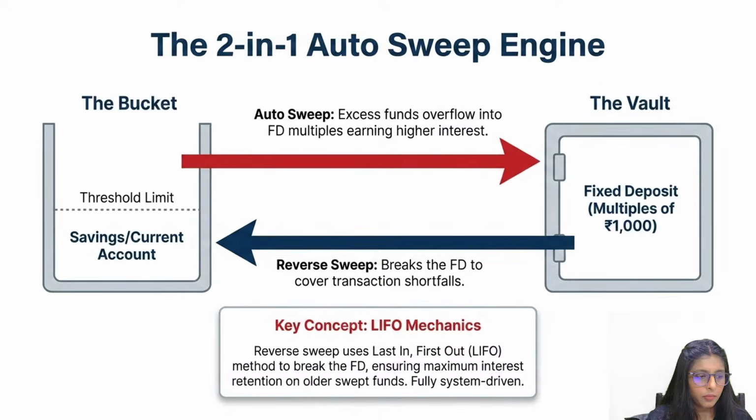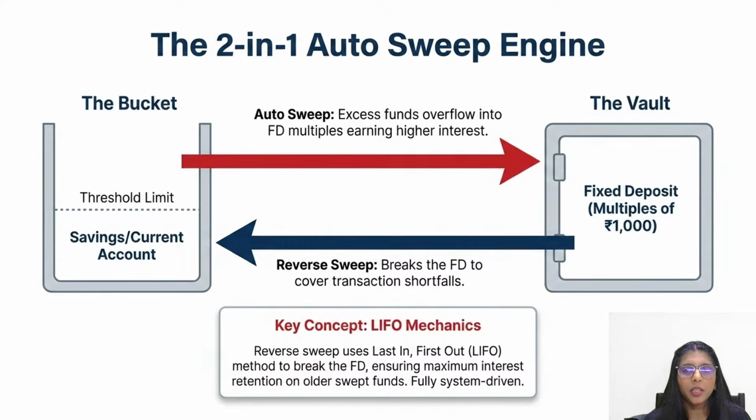So what do you mean by a two-in-one auto sweep account? There is auto sweep and reverse sweep. In this two-in-one auto sweep, we link the savings or current bank account with a fixed deposit, like an FD. What is this auto sweep account? Auto sweep is basically if we have excess funds in the current account, then the excess amount will be transferred directly to the FD, because in an FD we get a better interest rate.